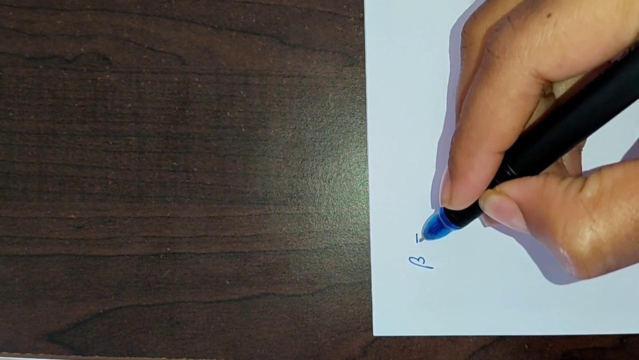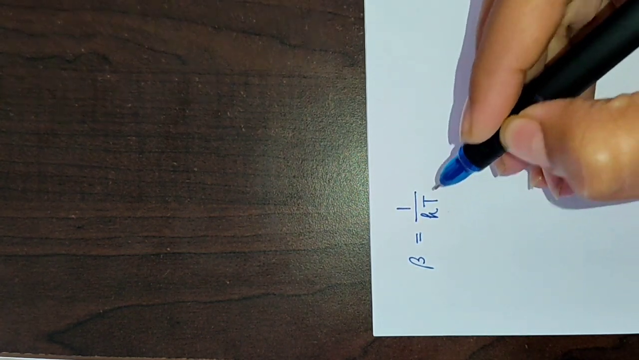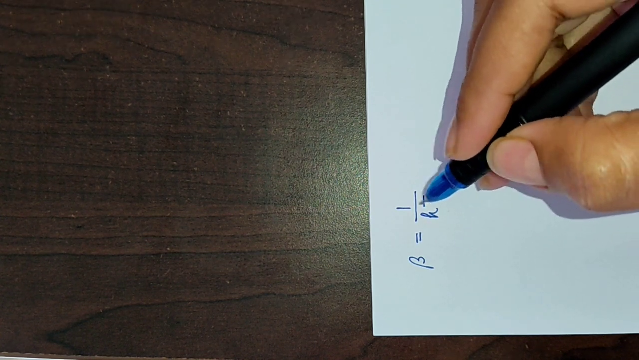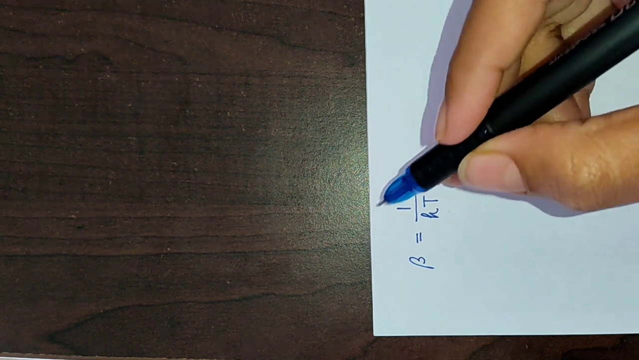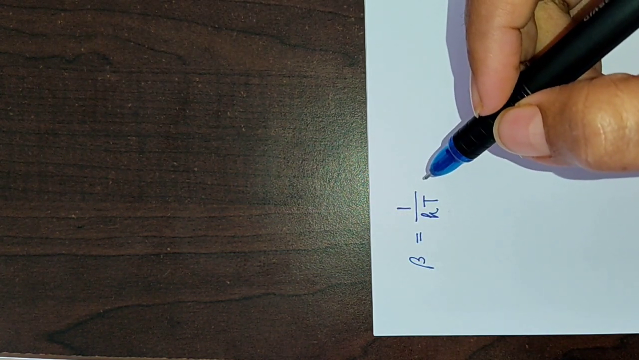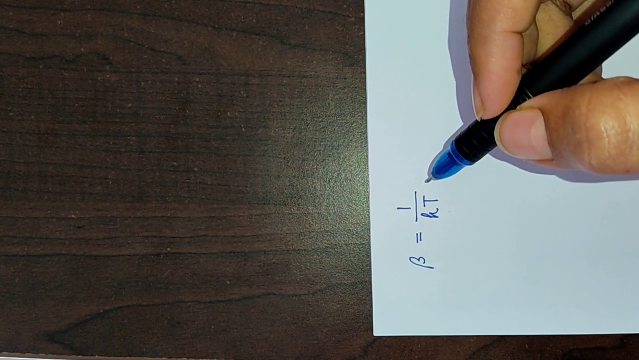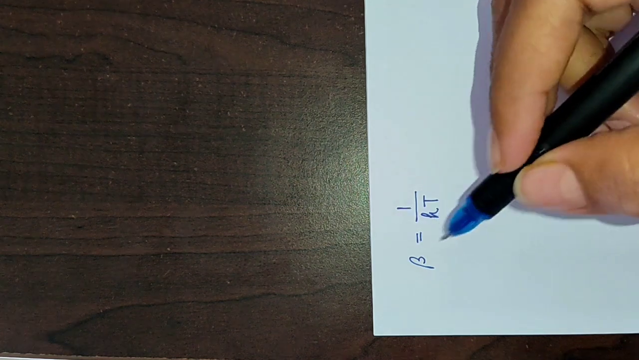In the previous video, I have solved homework for you, and there I have predicted that the value of beta will be 1 upon kT, where K is the Boltzmann constant and T is the absolute temperature. I have predicted it through physical arguments, and in the same video I have told you that I will derive it in the next lecture.